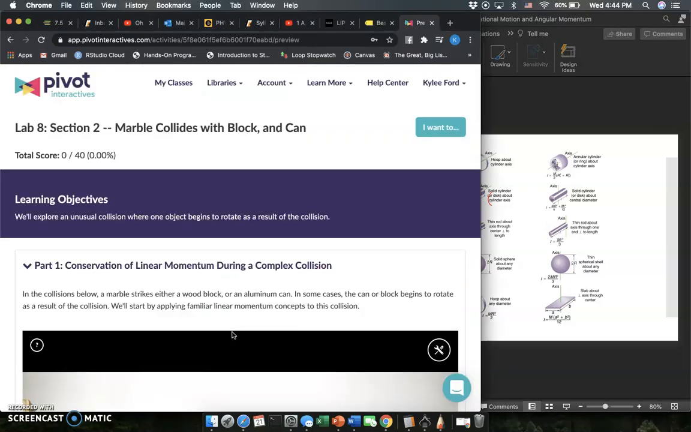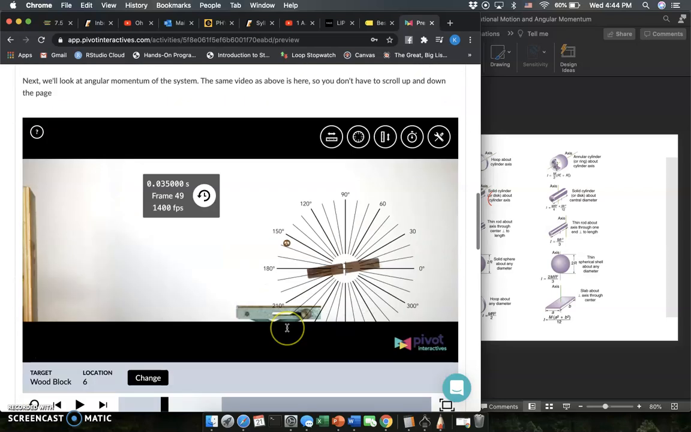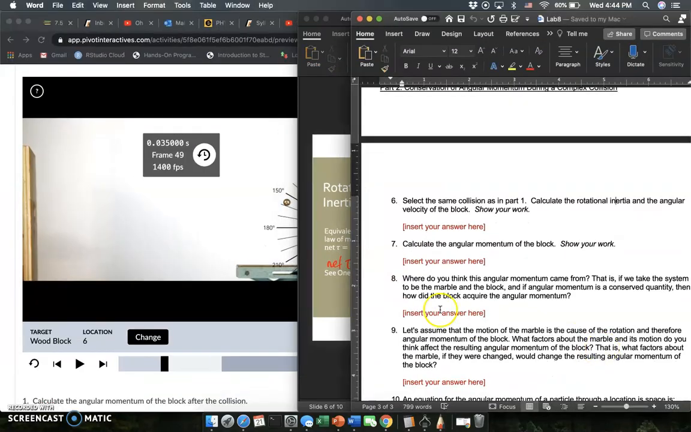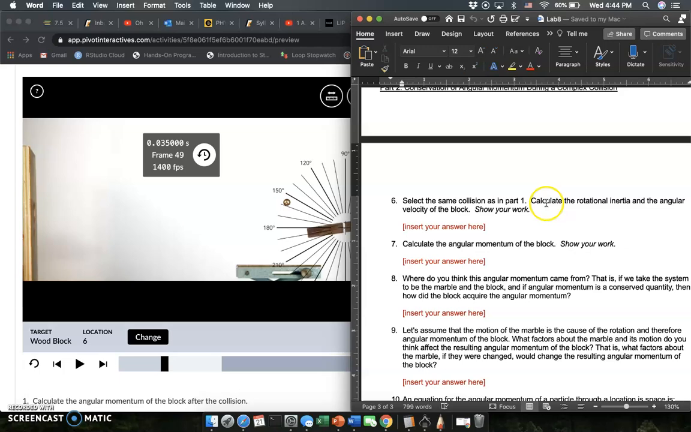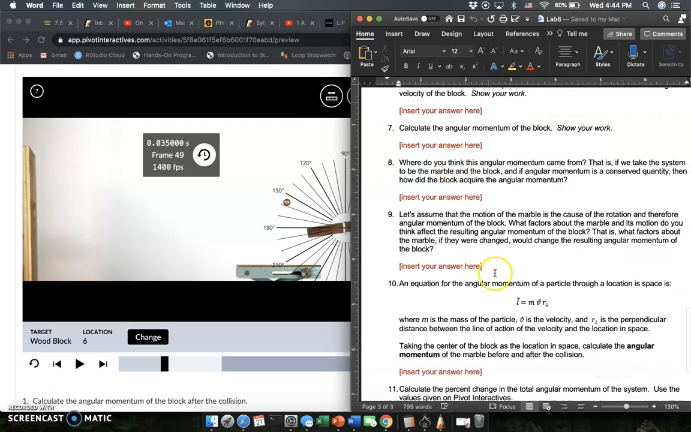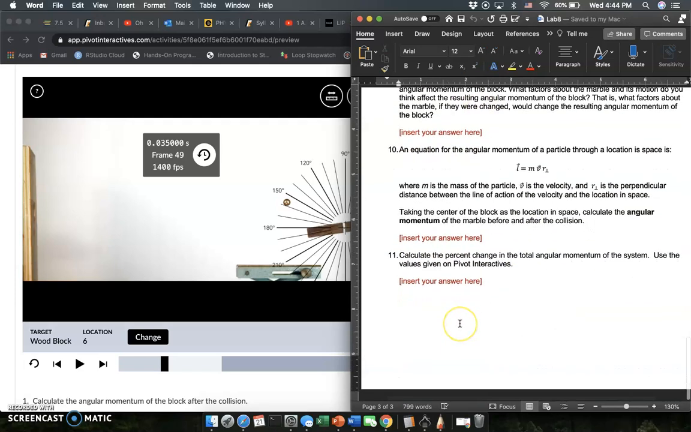And let's see if it gives the mass. Yes, it does. The block has a mass of 36.2 grams. So that's how you can find your inertia. And then you find your angular momentum, and you want to answer a couple more questions, and so forth.